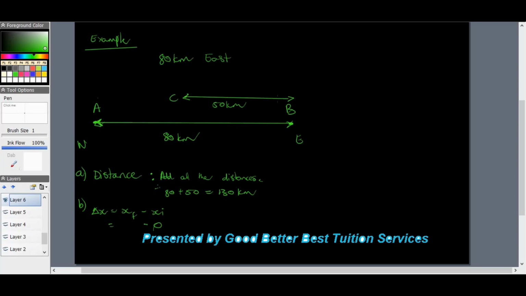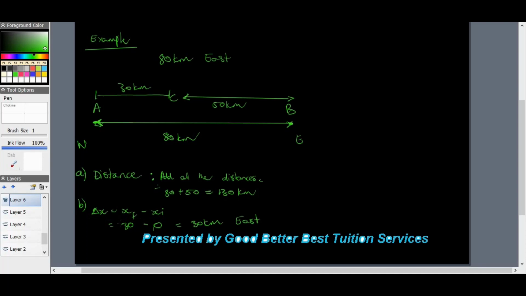Notice that from B to point C is 50 kilometers. So if A to B is 80 kilometers, and from B to C is 50, then the distance from A to C must be 30 kilometers. So my final position, if A is my origin and my point of reference, must be 30 kilometers minus 0, which means I just get my displacement to equal 30 kilometers. And if I add a direction, my direction is 30 kilometers east because I have a positive number.